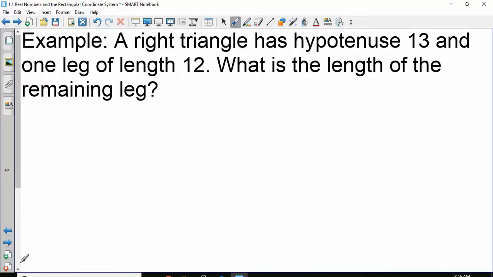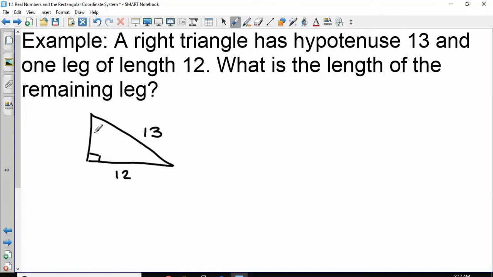Let's look at this. A right triangle. I'm going to draw myself a picture. It has a hypotenuse of 13. Where's the hypotenuse in a right triangle? And one leg of length 12. It doesn't matter which one, just pick one of them. What's the length of the remaining leg?